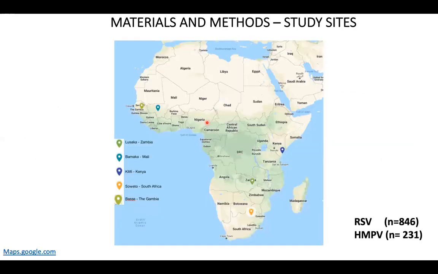Here I'm showing the different study sites enrolled across Africa. These were five study sites, shown on the map with these pointers. For RSV, about 846 sequences were successfully sequenced, and for HMPV about 831. The advantage of this study is that these samples were collected at the same time over a period of 2 years, and they are distributed across Africa. So we can try to infer the spatial pattern across the continent.